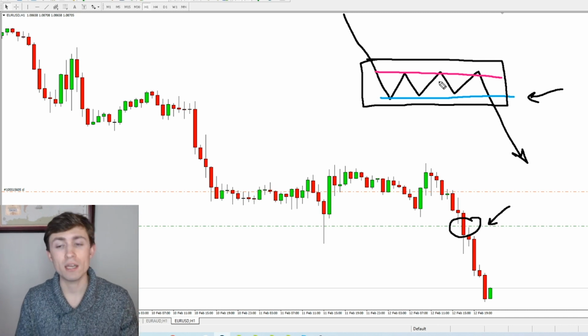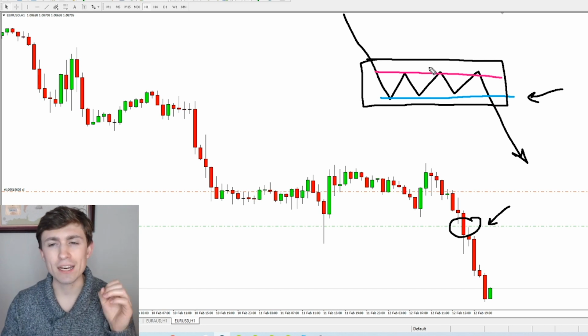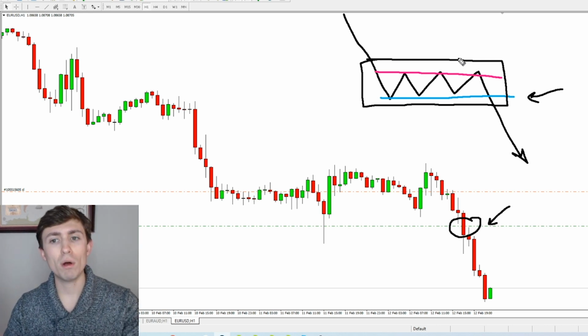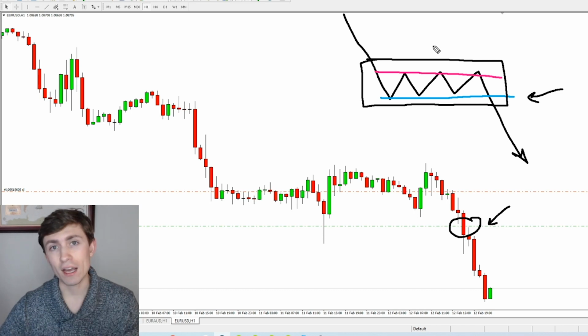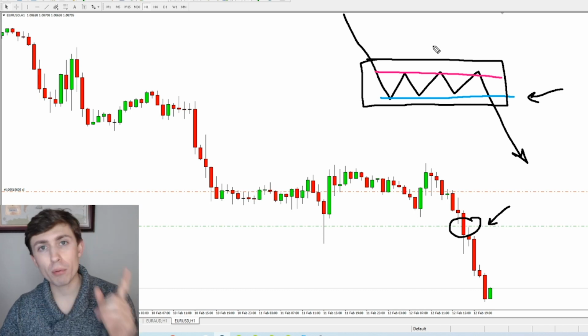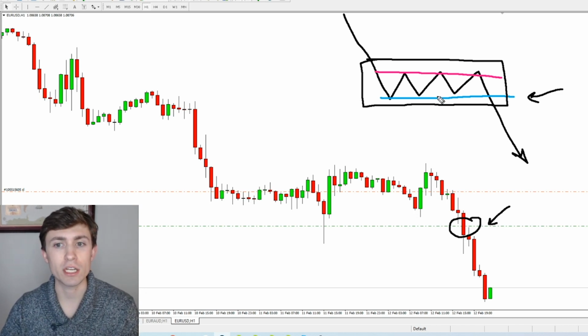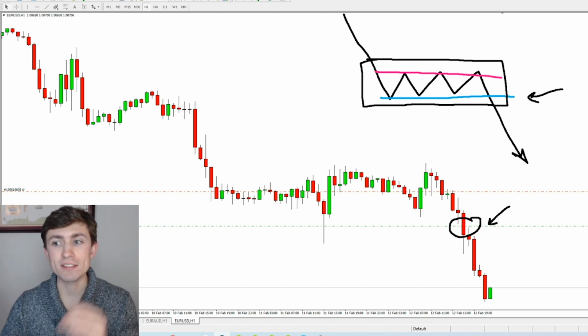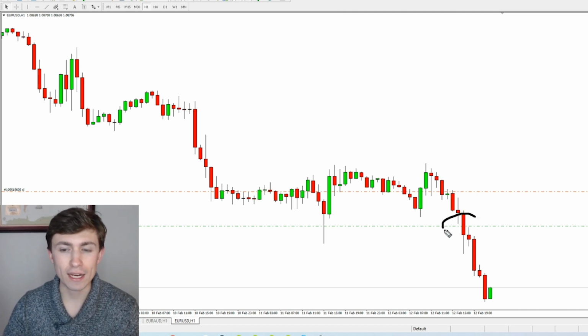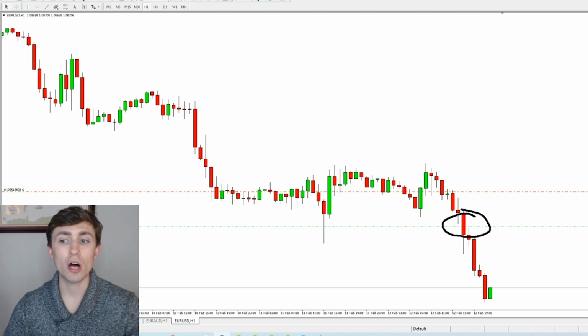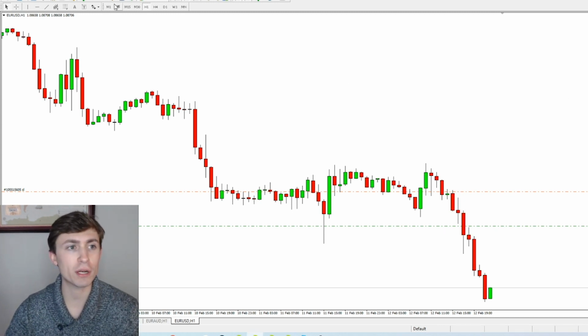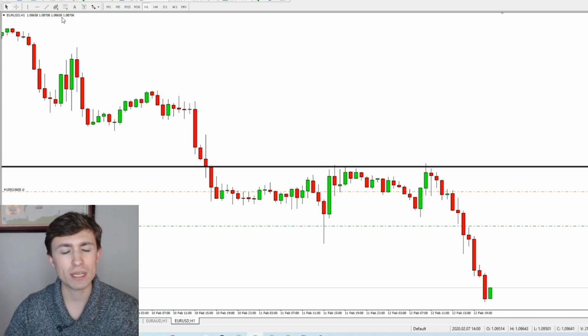So Euro USD is downtrending and consolidating in a range. My idea here was: I have a bearish bias overall, and if price breaks this channel of consolidation, I want to be short. And that is exactly where you can see I got into the trade on the short side, on the break of that consolidation.